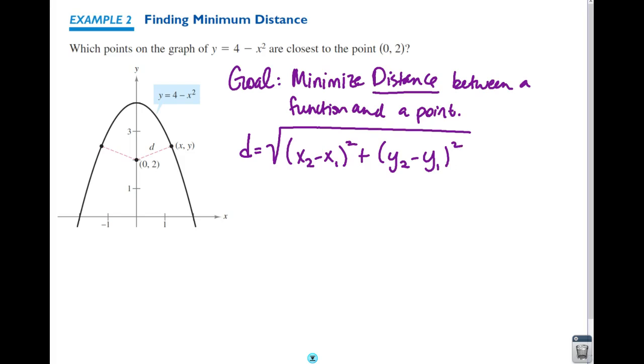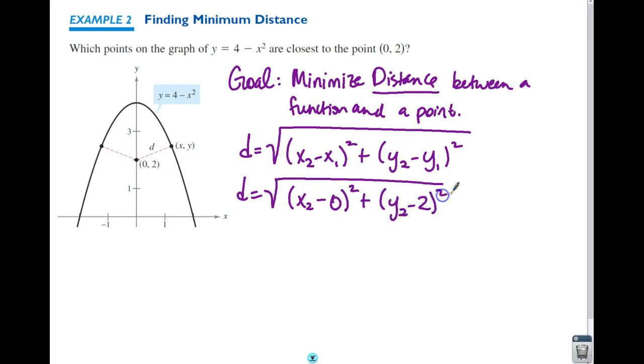Okay, so this is actually distance between two specific points, but luckily I already at least know one of the points. I know that I'm working with the point (0, 2), so I'm going to go ahead and plug that in for x1 and y1 because that's the first point that I'm working with. So my distance is equal to the square root of x2 minus 0 squared plus y2 minus 2 squared. So it's cleaned up a little bit.